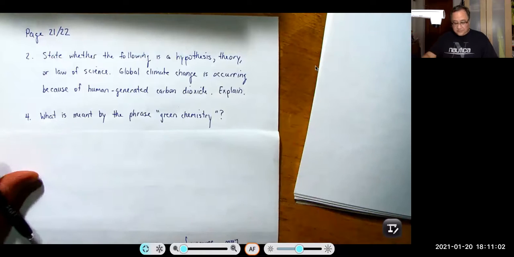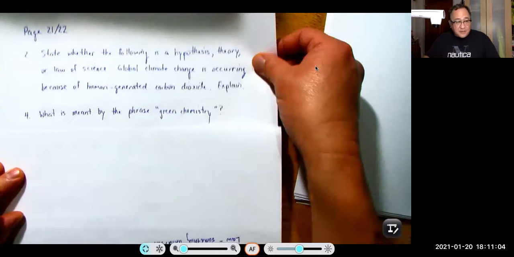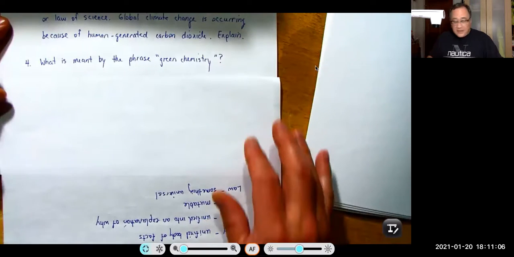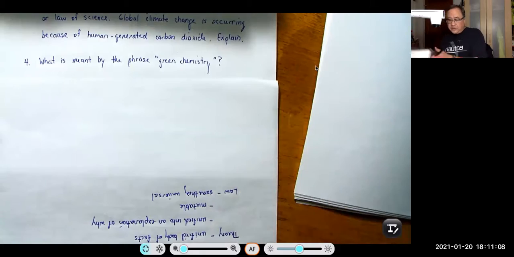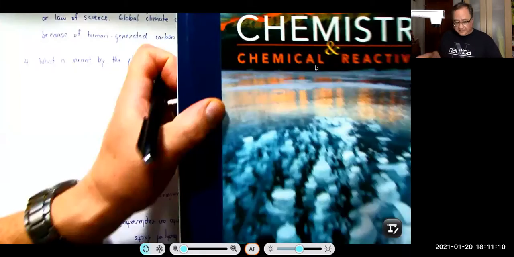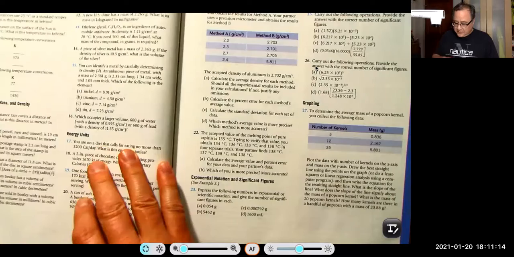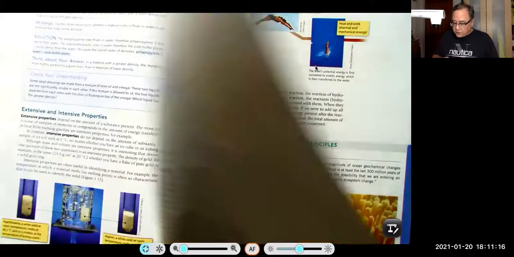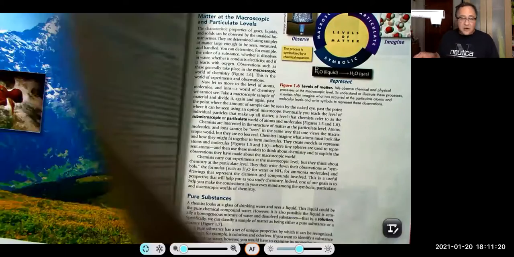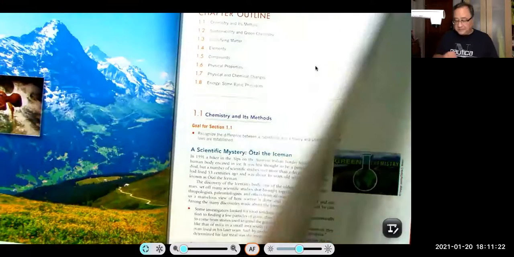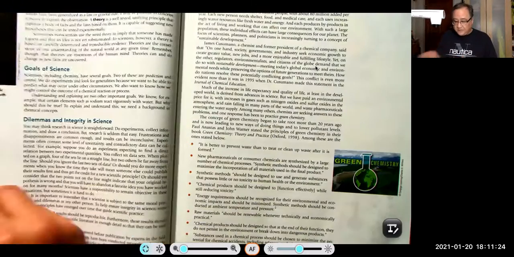Okay, so here, what is the phrase meant by green chemistry? Now, this clearly means that you want to read about green chemistry. And let me show you what our book says about green chemistry. It says quite a bit. And when you're trying to think of an answer for something like this, the answer is not to go find the place in the book and copy it. That's not what we're looking for here.